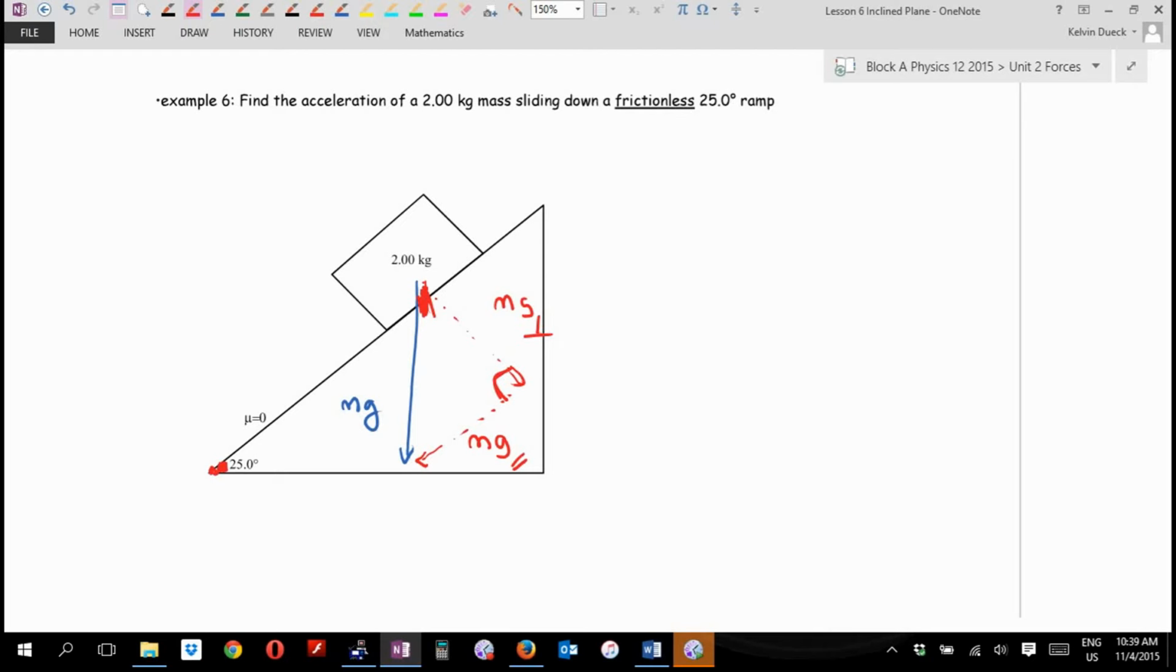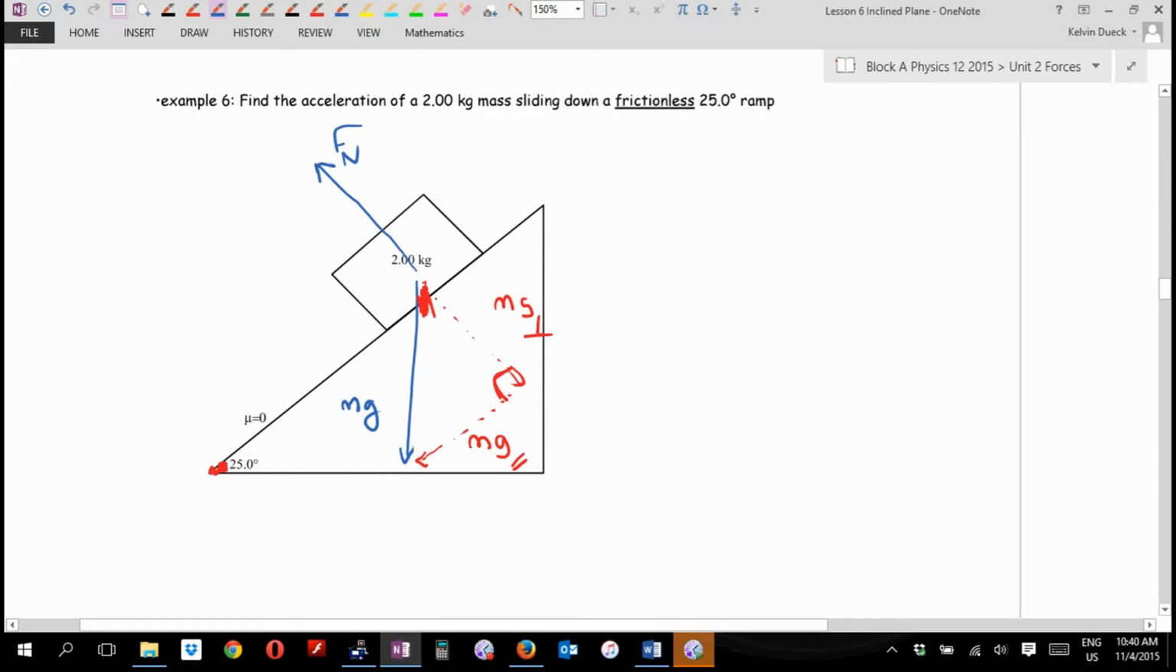Is that it? No. Is this block sinking into the ramp like quicksand? Is it flying off like Superman? So perpendicular to the ramp, forces must be balanced, which must mean that there is a normal force.